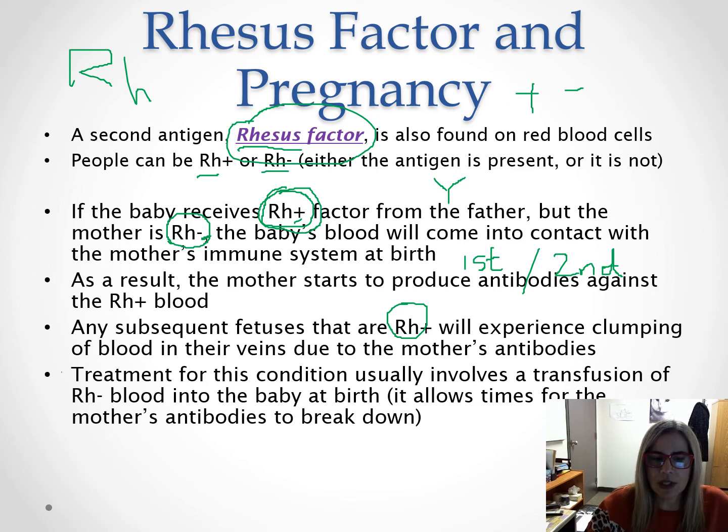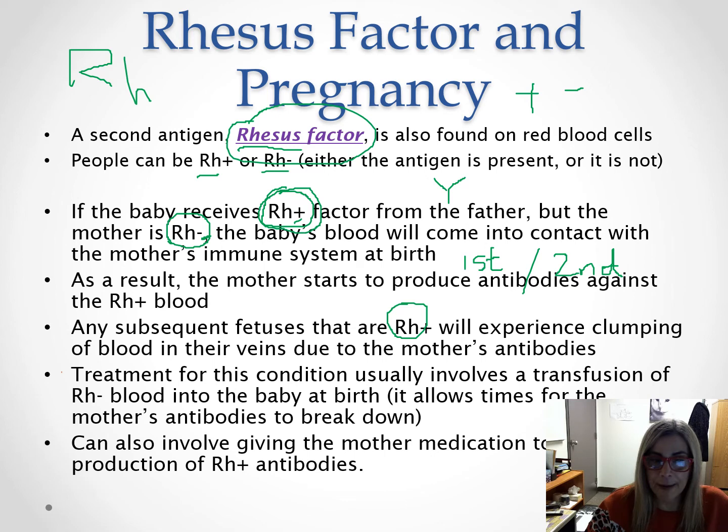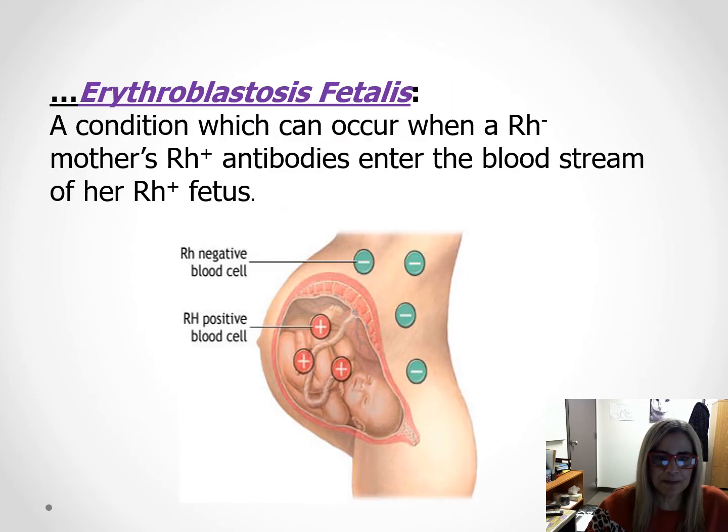And as a result, there's medication that can be taken, or sometimes it involves a transfusion of Rh negative blood into the baby at birth because that allows time for the mother's antibodies to actually break down in the baby's system without doing a bunch of harm. Okay, so it just kind of depends on the protocol given the circumstances.